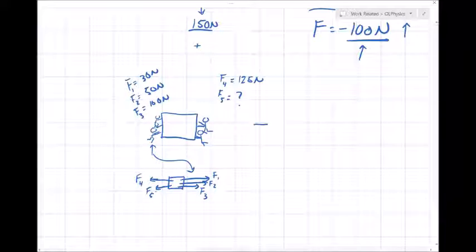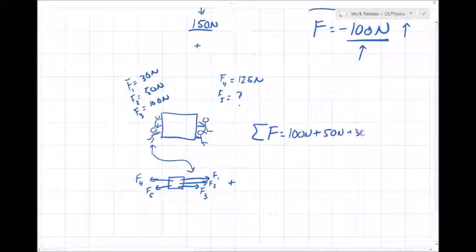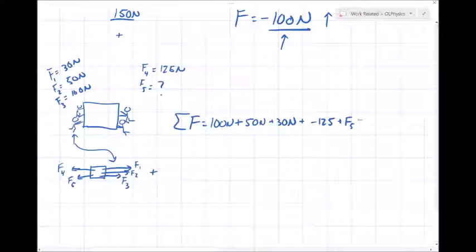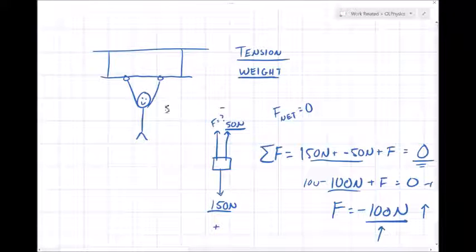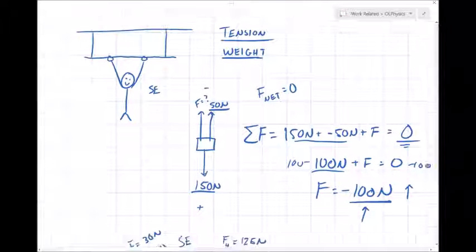So now if we just set this up, I'm going to denote this as my positive direction. So we have 100 plus 50 plus 30 plus a negative 125 plus our F5. And because the sum of forces on this is 0, and the reason why it's 0, I'm just choosing this situation. I'm saying that this thing is in static equilibrium. Same for up here. If this person is just hanging, it means he's in static equilibrium. So that's just something I chose for the problem.